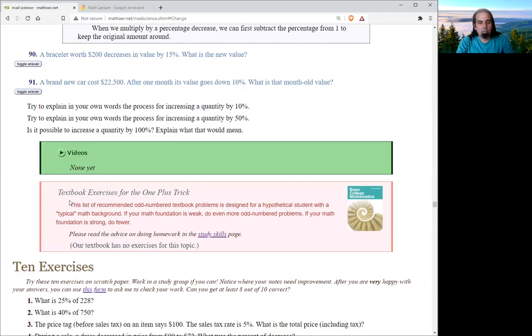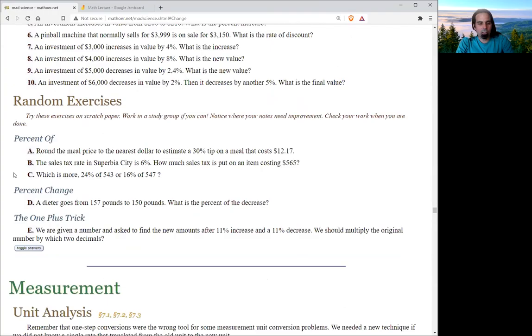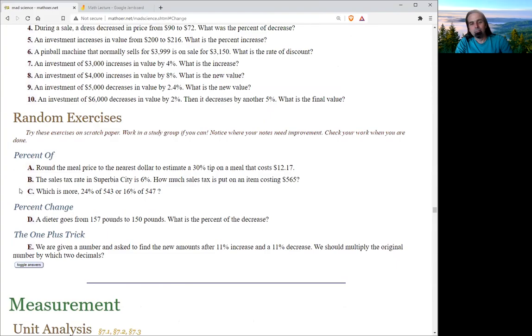So that's the 1 minus trick. There's videos and textbook for other things, but not there, because for some reason the textbooks don't teach you this trick. Your homework, if you haven't done it yet, should be even easier because now you have the trick. And there's random problems if you want more practice.